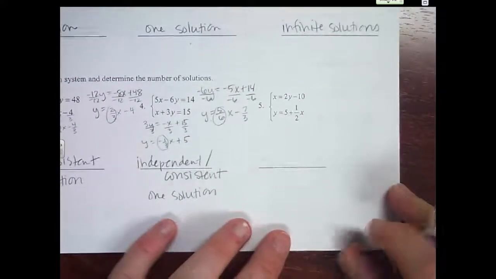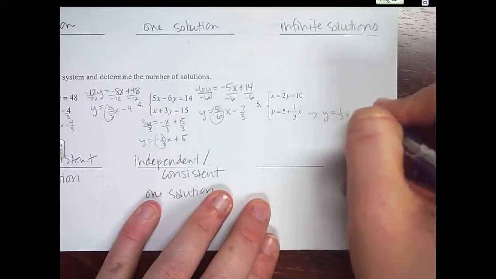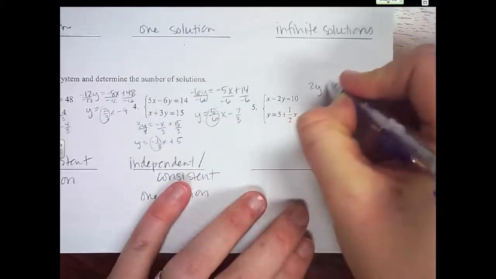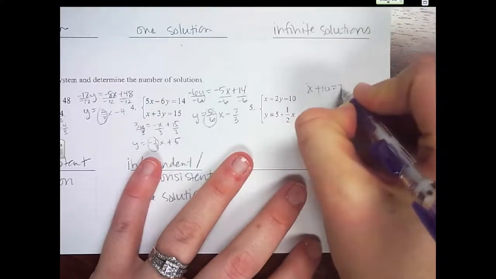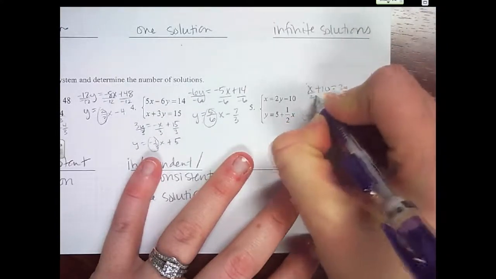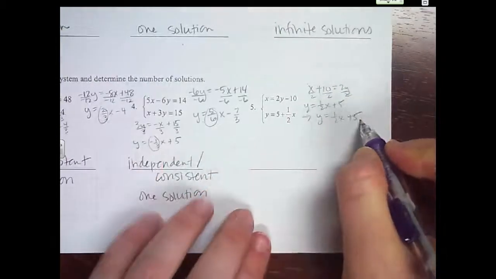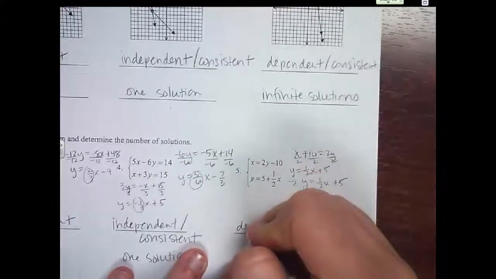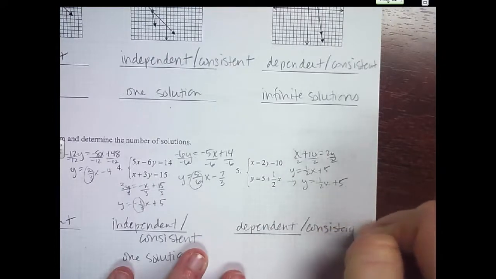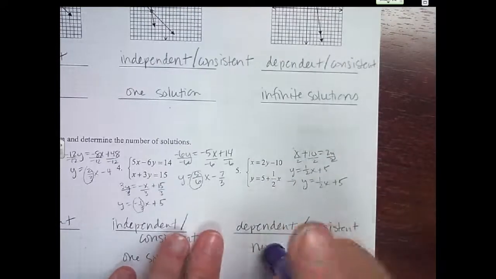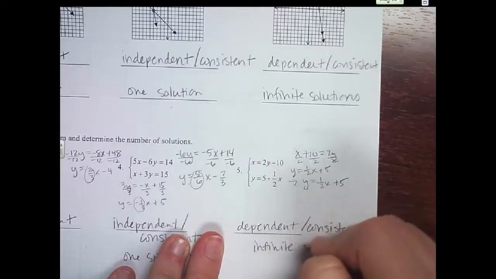And number 5, this one already has y by itself, and I'm going to rewrite it as 1/2 x plus 5. This one I need to get y by itself. So I'm going to add over the 10. x plus 10 equals 2y. Divide by 2. So y equals 1/2 x plus 5. They're the exact same line. So that's this one here. Dependent, consistent, and there's infinite solutions.